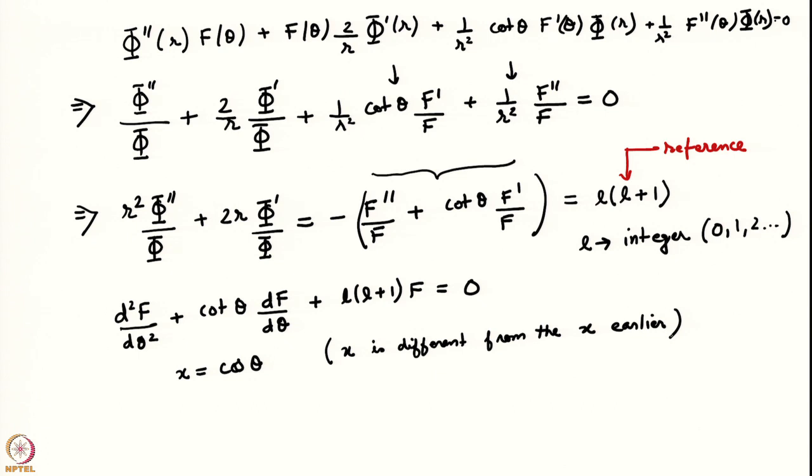Because we are going to do this analysis in a spherical coordinate system, we need not worry about the x that we had encountered earlier in a Cartesian coordinate system. So x here just represents cos theta. With that, we have to change all derivatives with respect to theta to derivatives with respect to x. So you can see that d by d theta is basically d by dx, and then dx by d theta, which is minus sine theta, which is minus square root of 1 minus x square.